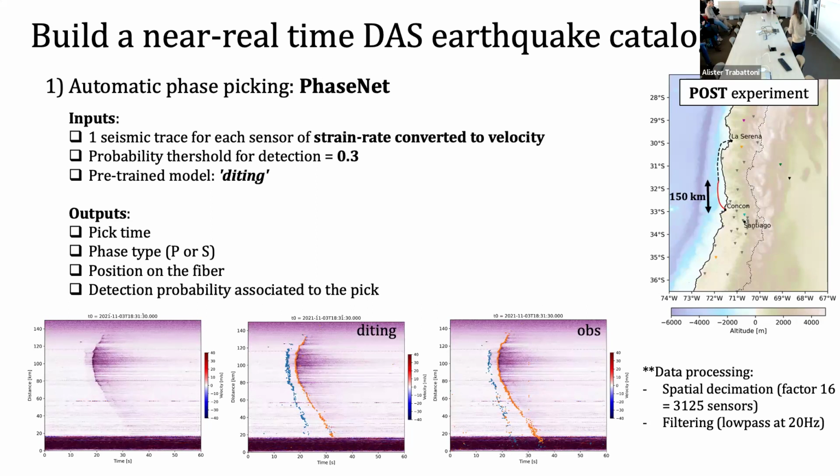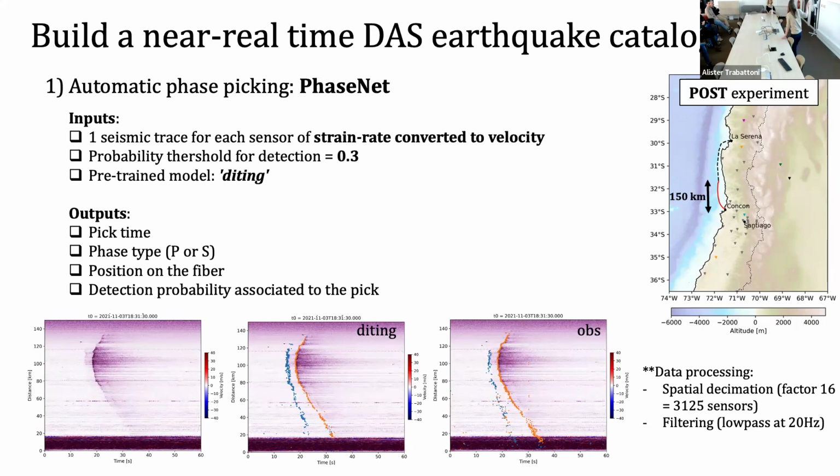And it gives us the peak time, the phase type, P or S. So as Alister explained, we don't have the PP. The PP is picked, but as a P phase. So sometimes in one event, you can have a first P arrival that is PP, and also in blue, the PS picked. So for localization, it's a bit tricky, but for now, we don't take it into account. And also it gives us the position on the fiber and the detection probability associated to the peak.